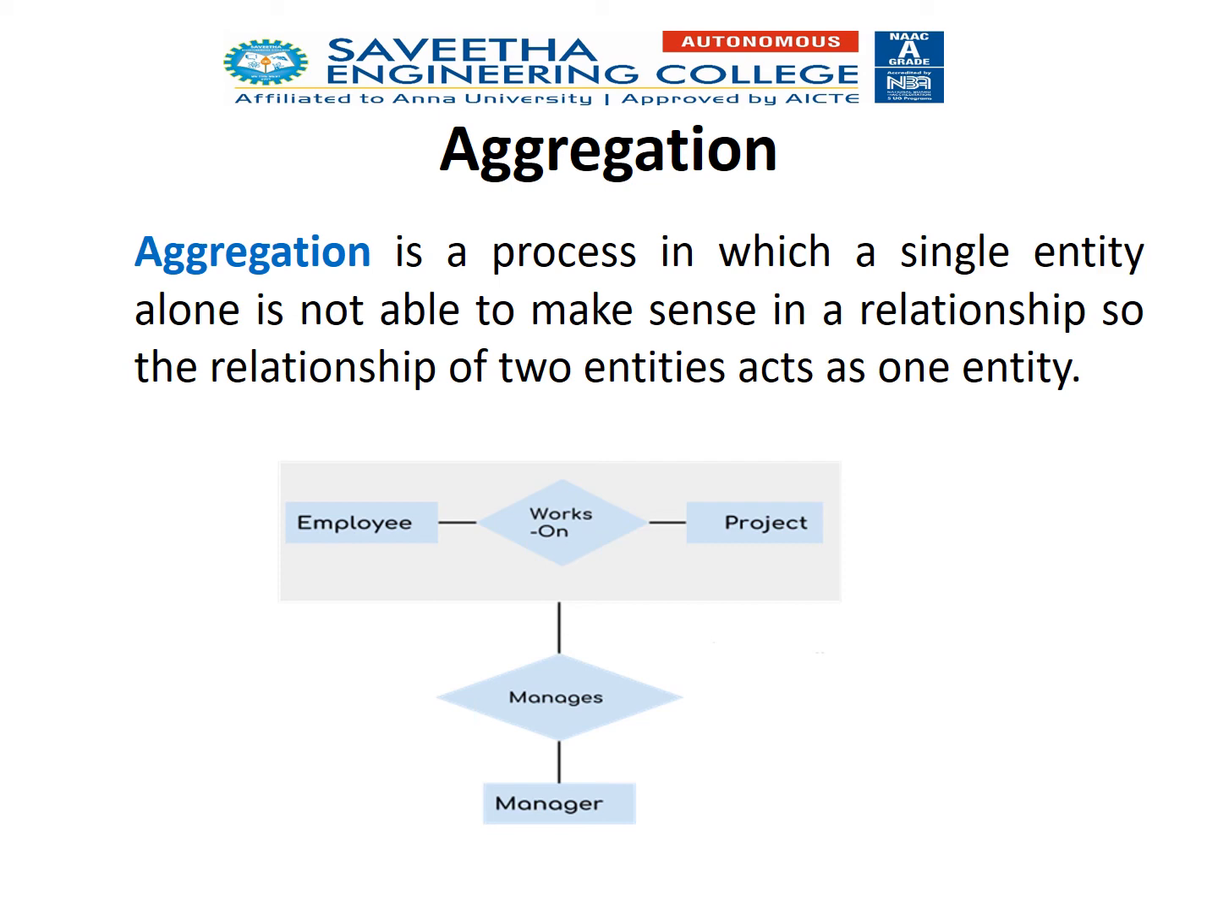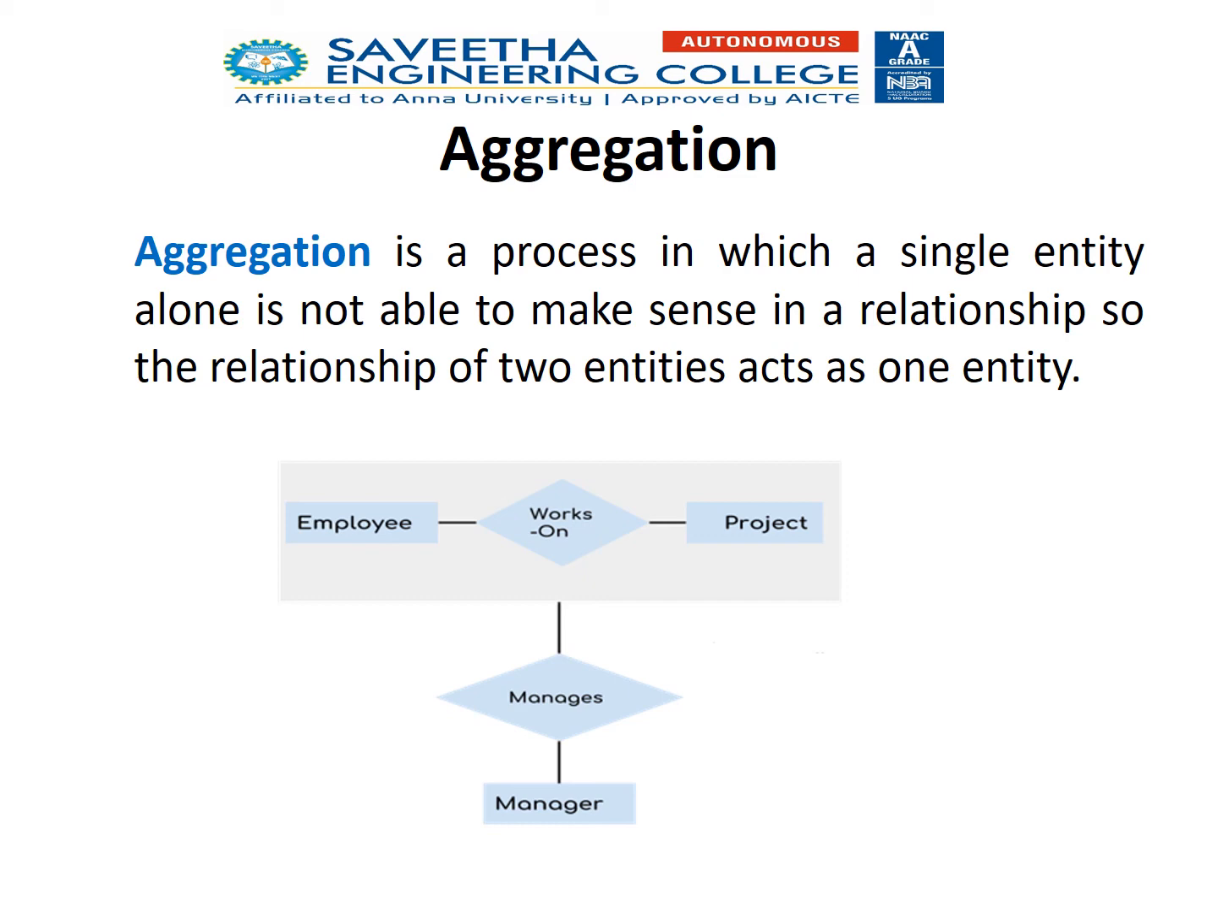Now the relationship employee works on project is grouped as a single entity. Now this is related to the relationship managed by manager. What does it mean? The manager manages both employee and project. This is called aggregation.